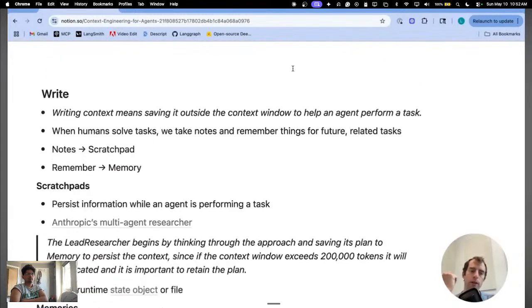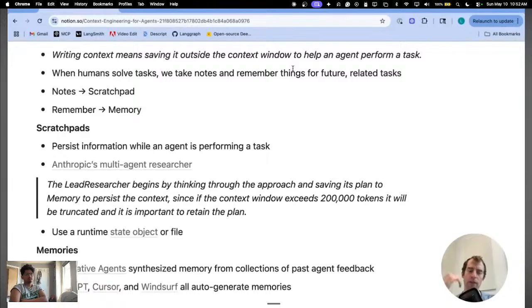So writing context. Writing context means saving outside the context window to help an agent perform a task. When humans solve tasks, we take notes and we remember things for future related tasks. Well, agents can do those same 2 things. For note-taking, agents can use a scratch pad. And for remembering things, agents can use memory. You can think about scratch pads as a term that captures the idea of persisting information while an agent is performing a task.